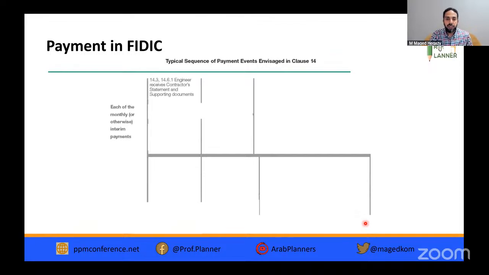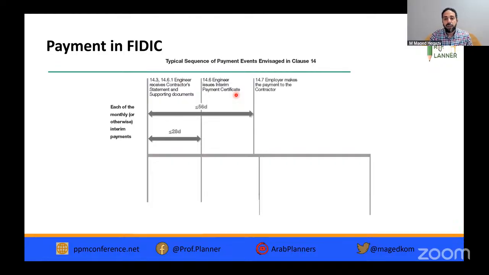For payment in FIDIC, we have the following timeline. Each month, or otherwise as agreed, the interim payment statement is submitted to the engineer with supporting documents. Within 28 days, the engineer issues the IPC, the interim payment certificate. Within 56 days from the submission, the employer pays this to the contractor. The final payment is a bit different.